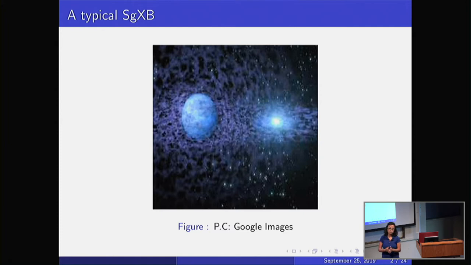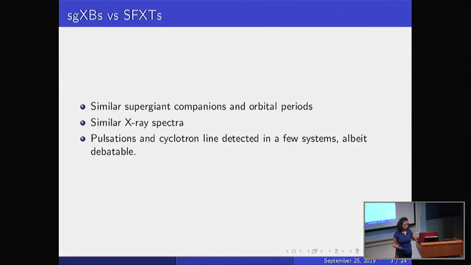Why we need to make a comparison between SFXTs, or the transients, versus the persistent systems is because of the following similarities. Firstly, both of these systems, the SFXTs and the supergiant X-ray binaries, have similar supergiant companions. It's a similar OB star. And the orbital period, the period with which one of them orbits around the other, is similar for both of these systems. They also have similar X-ray spectra. That means if you look at the X-ray spectra, it's not often possible to identify them. They are not very different.